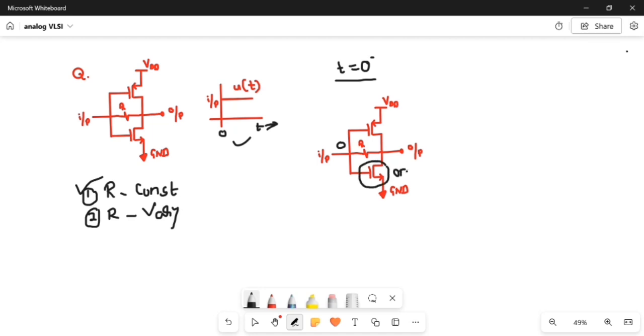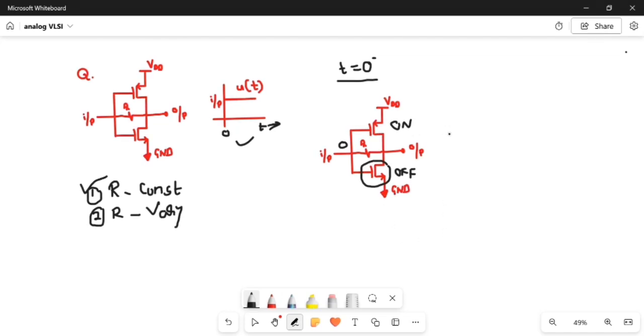So if the voltage is 0, we can rewrite the circuit with the NMOS in the off state. Let's write the equivalent circuit for this. Due to this 0 voltage, the PMOS is on, so it has some on resistance. R on of P will be there, and in series the resistance R.